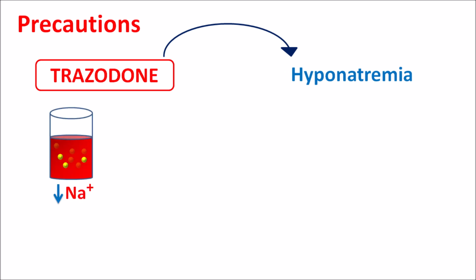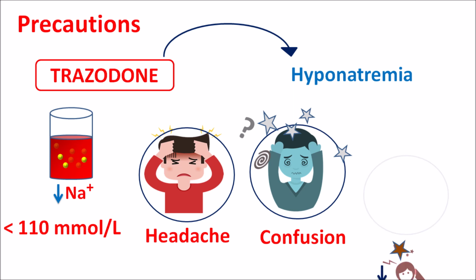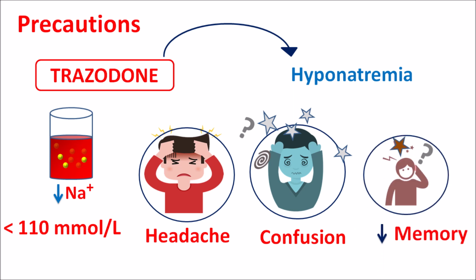Similarly, trazodone can produce hyponatremia, so it can reduce the serum sodium levels to less than 110 millimoles per liter, resulting in a few symptoms such as headache, confusion, some loss of memory, and even fatigue. And this hyponatremia produced by trazodone is because of its inhibitory action on antidiuretic hormone.